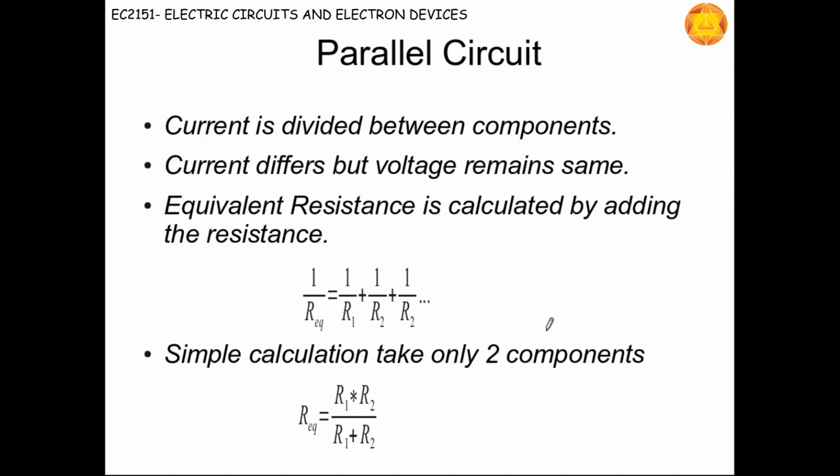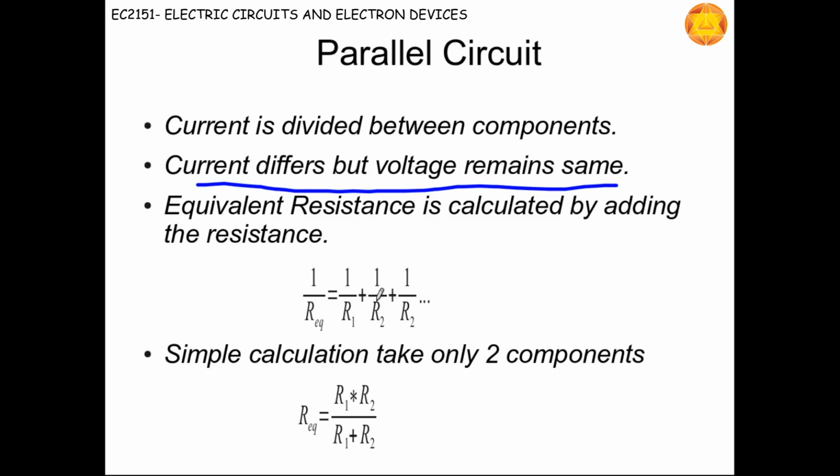Parallel circuit. Contradictory to the series circuit, in a parallel circuit the current is divided between the components. The property of a parallel circuit is that the current differs but the voltage remains the same. The equivalent resistance is calculated by adding the inverse of the resistances. I am sorry, the earlier statement was wrong. By adding the inverse of the resistances, 1 by R equivalent equals 1 by R1 plus 1 by R2.